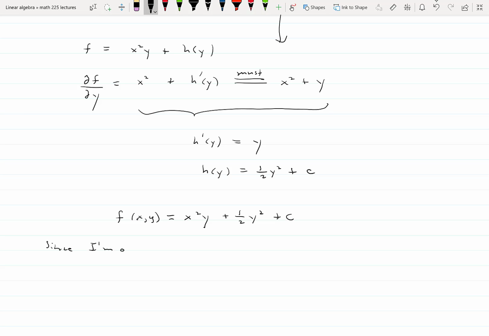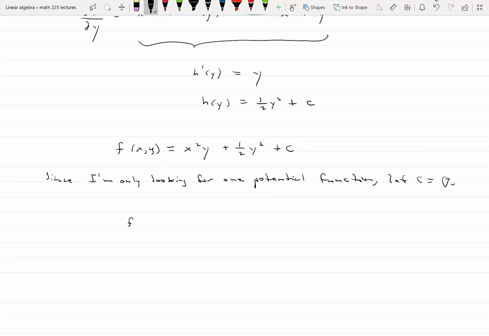Since I'm only looking for one potential function, choose the easiest one possible. Let c equal 0. You could let it equal pi over 17 if you want, but let's make life as simple as possible for us. X squared y plus 1/2 y squared. So that's a perfectly good potential function.